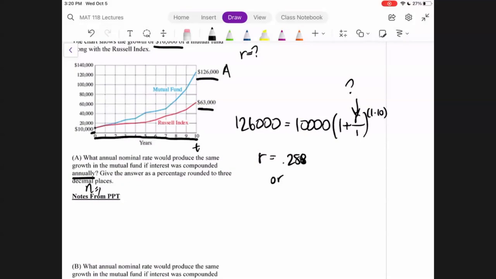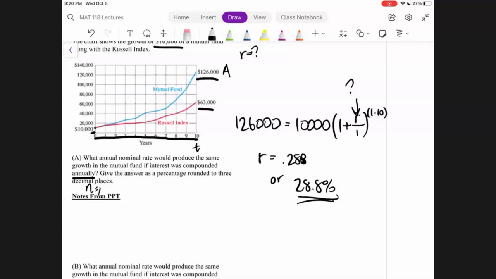Or you want to think, remember, as a percentage, 28.8%. That's a very nice rate, okay, very high. And now you want to think this percentage is not rounded to 3 decimal places, so it could be a problem, okay. So if you're trying to find it to 3 decimal places, our graph didn't work.